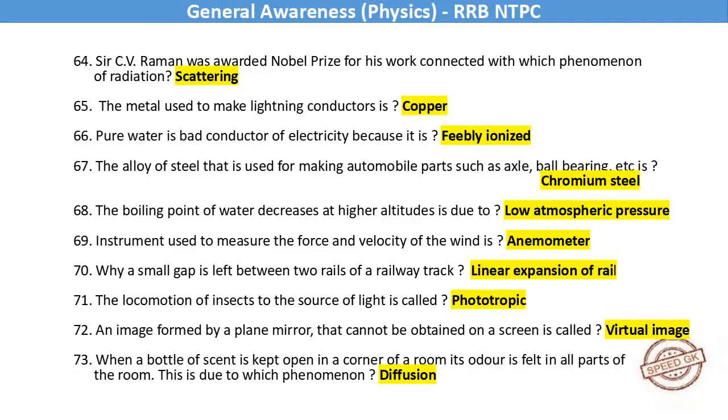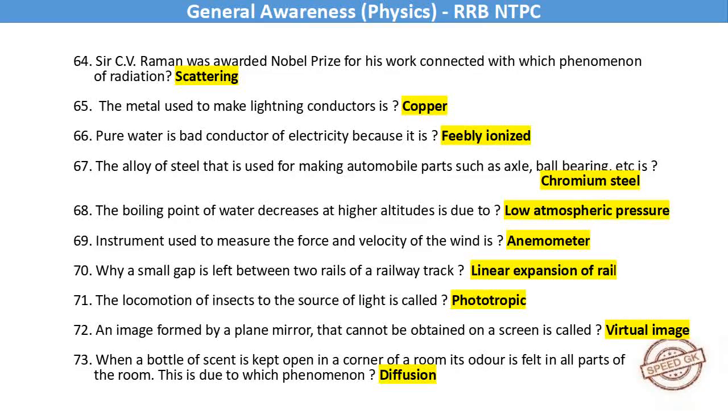Sir C.V. Raman was awarded Nobel Prize for his work connected with which phenomenon of radiation? Scattering. The metal used to make lightning conductors is copper. Pure water is bad conductor of electricity because it is feebly ionized. The alloy of steel that is used for making automobile parts such as axle, ball bearing, etc. is chromium steel. The boiling point of water decreases at higher altitudes is due to low atmospheric pressure.